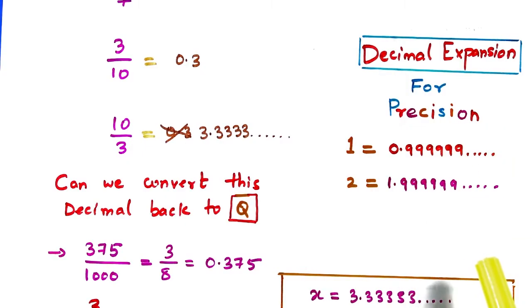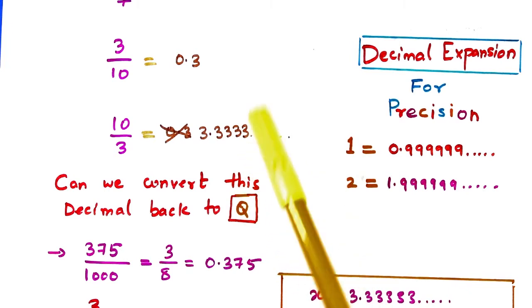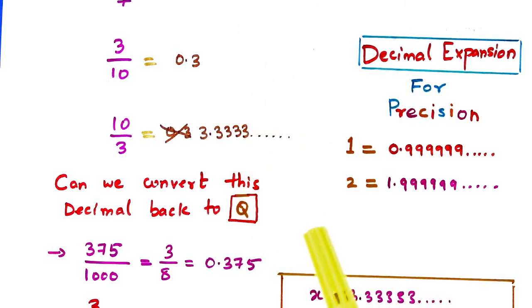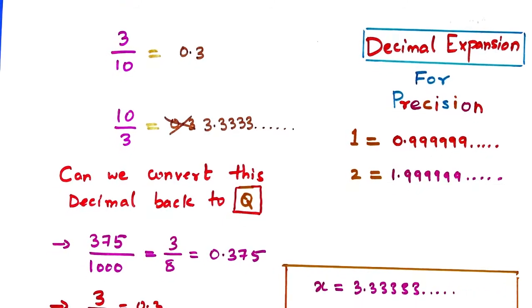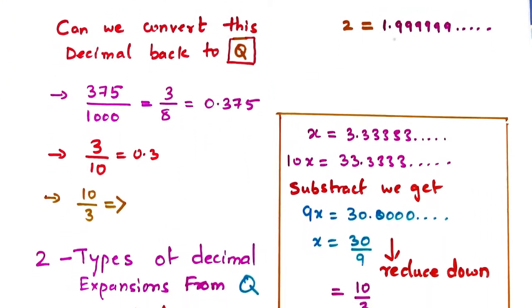Use decimal expansion. There is no problem in having this number non-terminating. Alright, this is just for the sake of precision that we have here. Now let's see whether we can convert this decimal number back again to rational numbers, or back into fractions. Let's see what we can do with this.